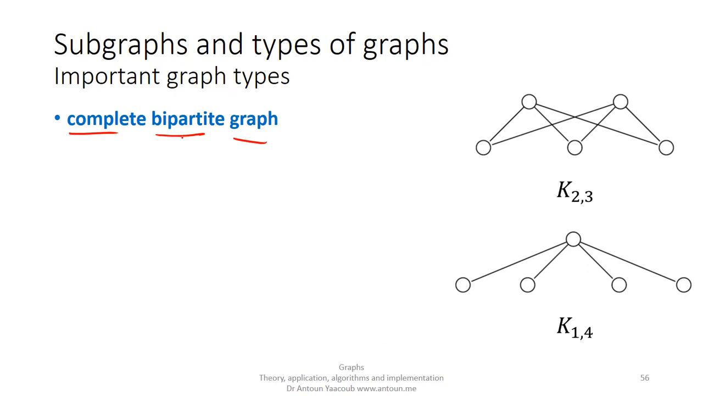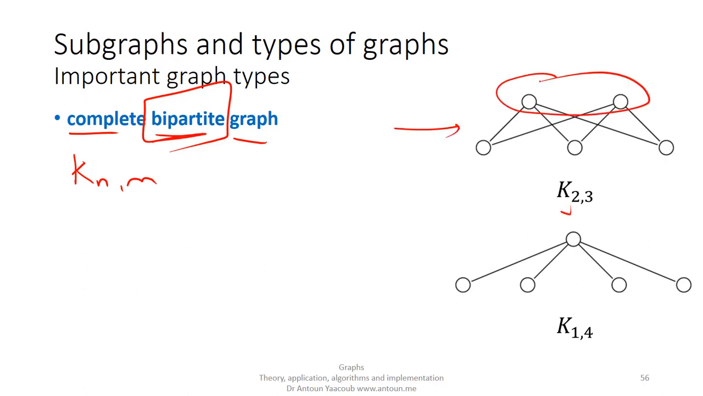And bipartite means I have two sets. So usually we represent it as K n,m, because bipartite means the set of vertices can be split into two disjoint sets. So here, for example, I have K2,3: the first disjoint set has 2 vertices, and the second one has 3 vertices.